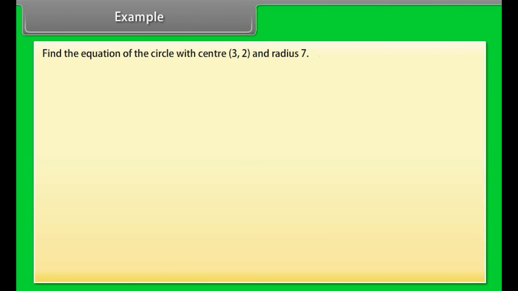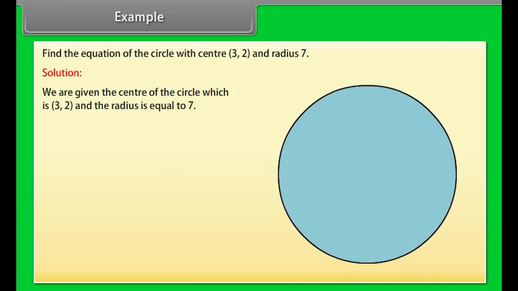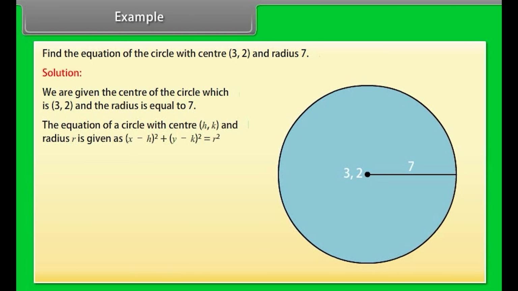Example. Find the equation of the circle with center (3, 2) and radius 7. Solution. We are given the center of the circle, which is (3, 2), and the radius is equal to 7. The equation of a circle with center (h, k) and radius r is given as (x - h)² + (y - k)² = r².